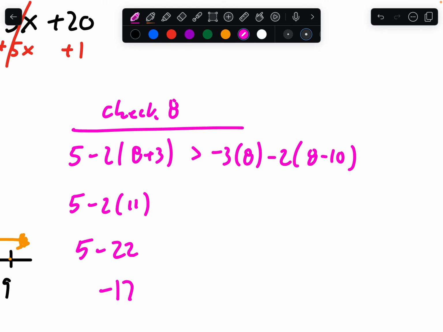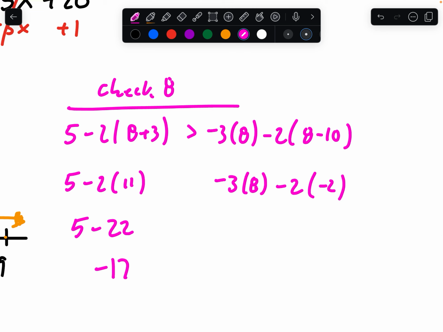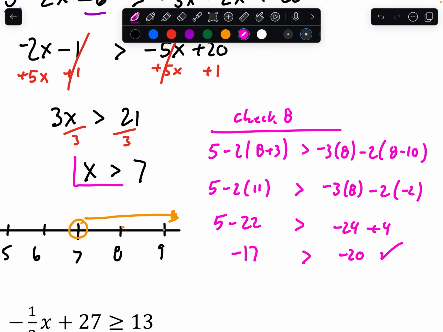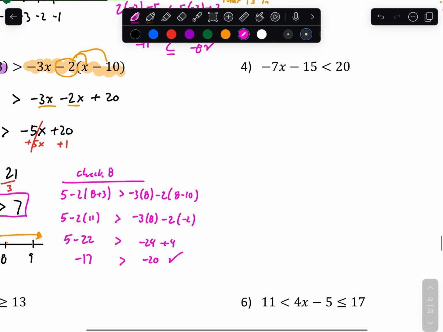Here we got negative 3 times 8 minus 2 times (8 minus 10) is negative 2. Negative 3 times 8 is negative 24. Negative 2 times negative 2, there is positive 4. Negative 24 plus 4 is negative 20. And negative 17 is bigger than negative 20, so it checks. So we did it right. Good. All right.